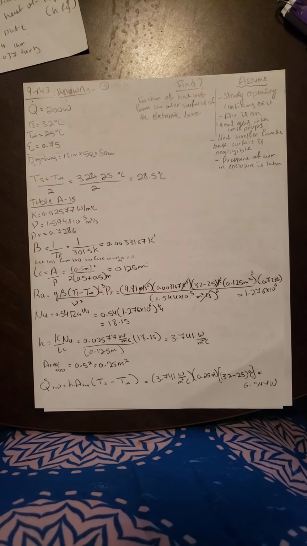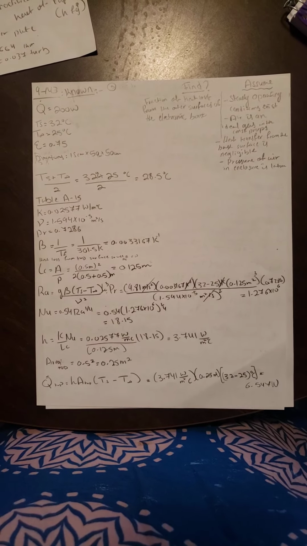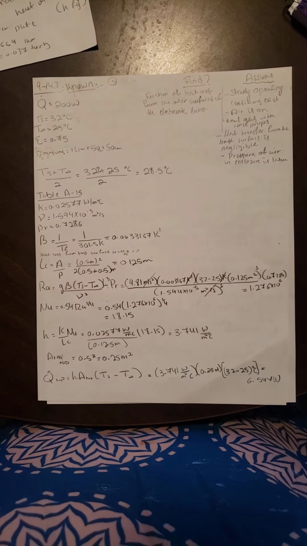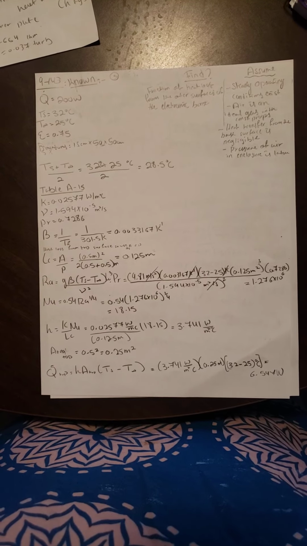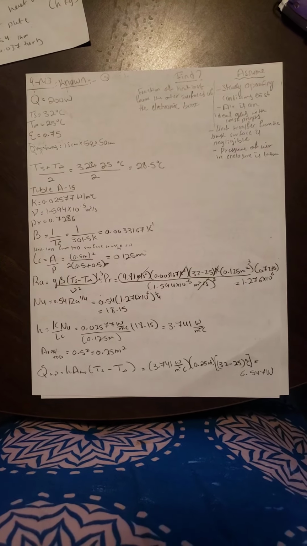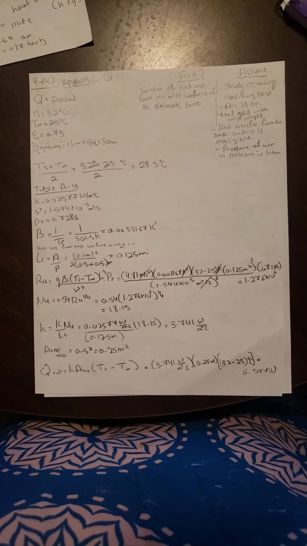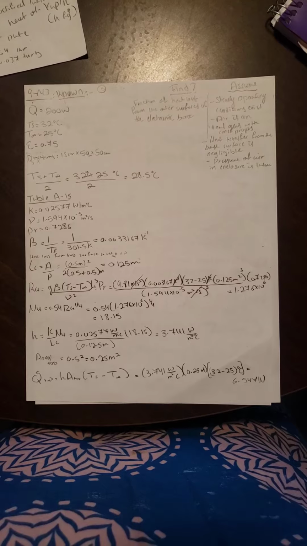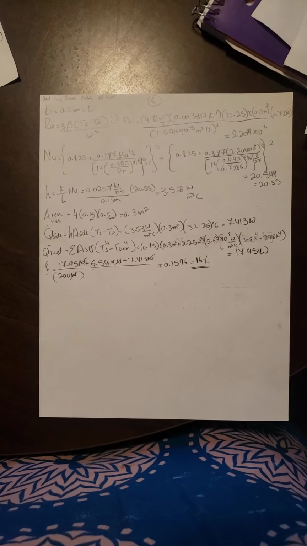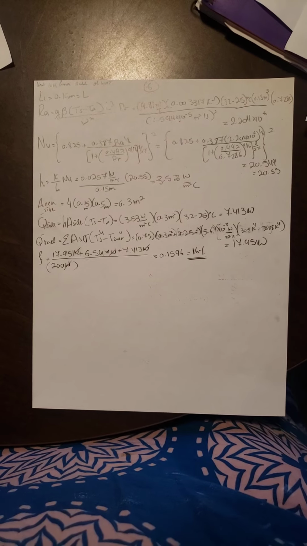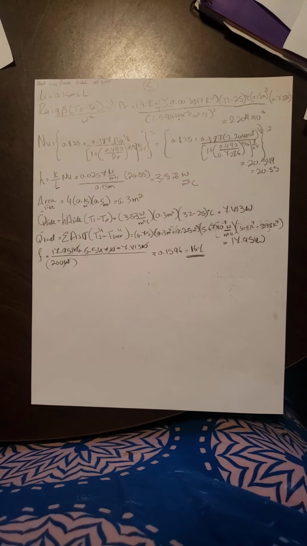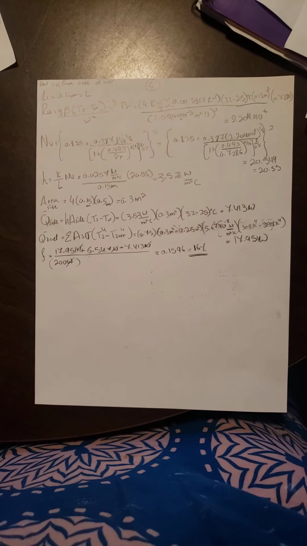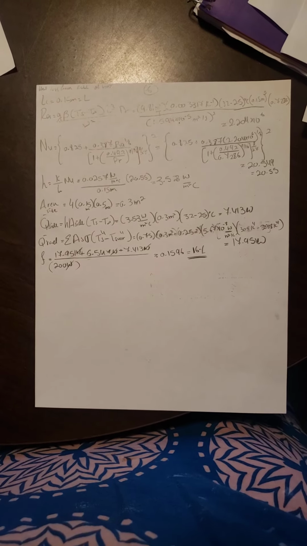Again, we solve for bulk temperature and grab our properties from table A15. We solve for the volume expansion coefficient, and then we use the Rayleigh formula and then solve for the Nusselt number. Then we solve for the Q of the top, since that's an exposed surface. Then we repeat the same process, and we solve Q from the sides. Then that allows us to solve for the fraction, which is 16%.